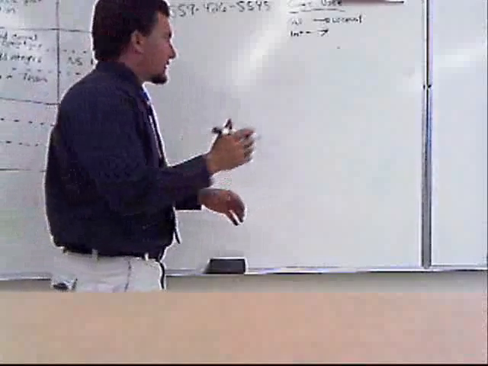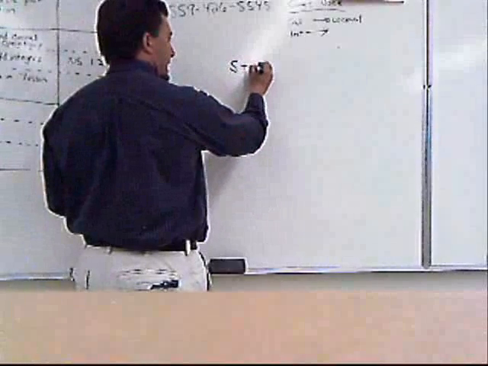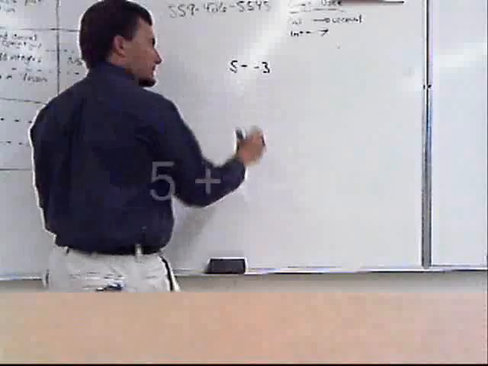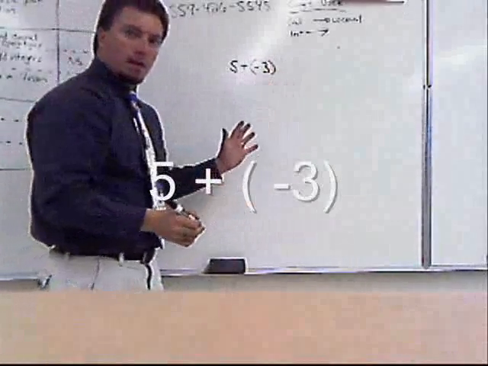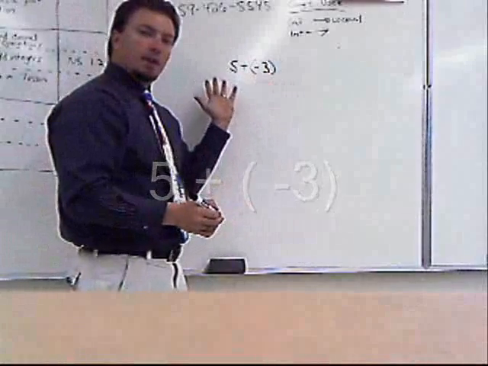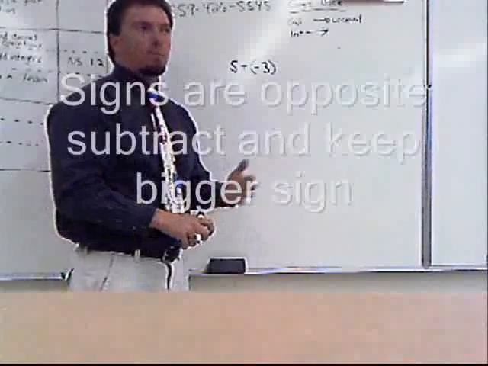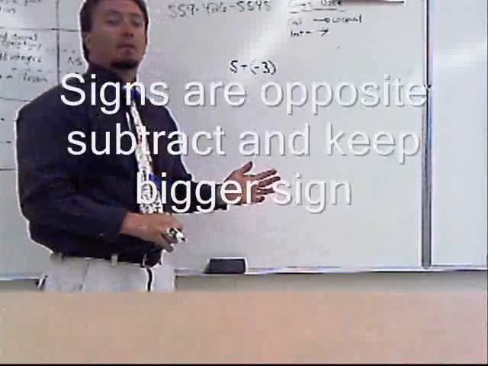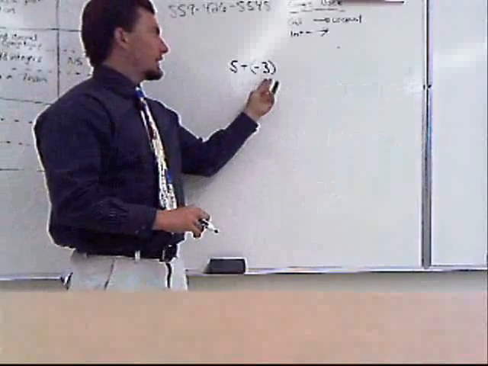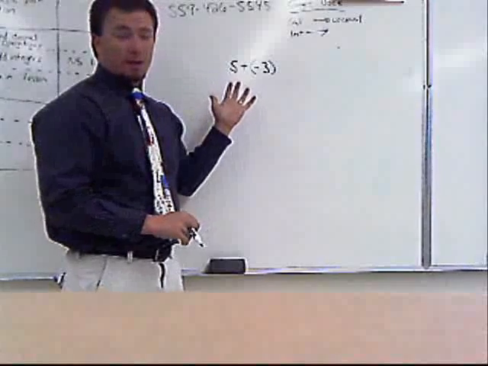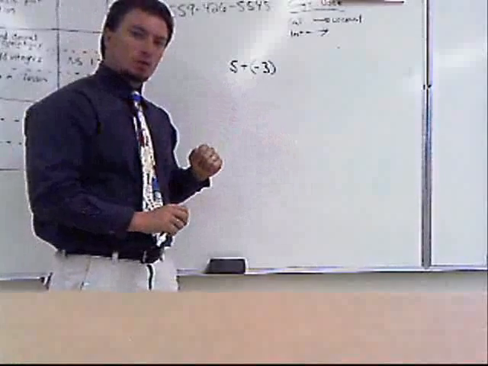So the first thing we need to understand is if you have 5 plus a negative 3. A lot of times people say the signs are different, so subtract and keep the bigger sign. That's all good, but the problem is a lot of times people confuse this with multiplication rules. Because perhaps the signs are different. So in multiplication, if the signs are different, it's always going to be negative. But in addition, that's not true.